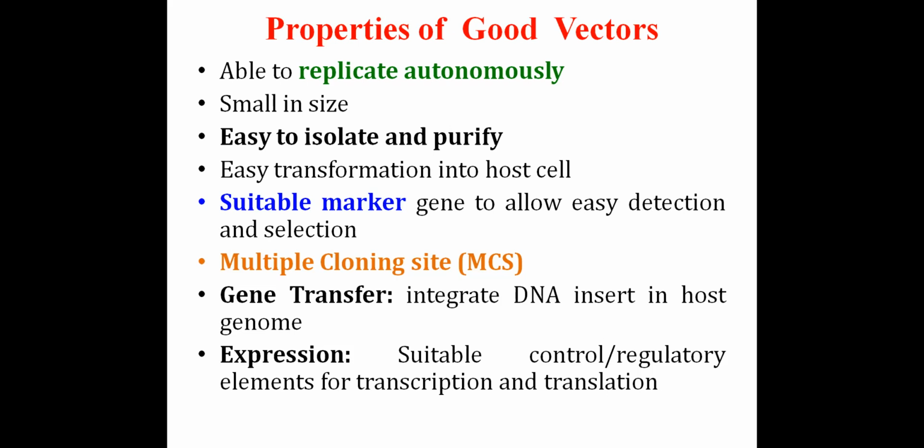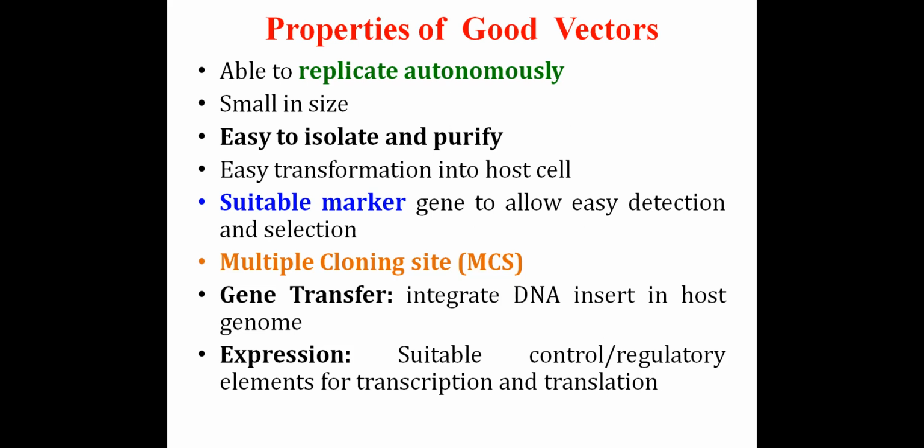Suppose you got the recombinant vector and transformed it inside the host cell, but you are not getting easy isolation or purification. So whenever you use a vector, it should be easily isolated, the recombinant vector can be easily isolated, and it can be purified. Then the transformation to the host cell should also be very easy, means with less effort, you can transform the vector which carries the gene of interest inside the host cell.